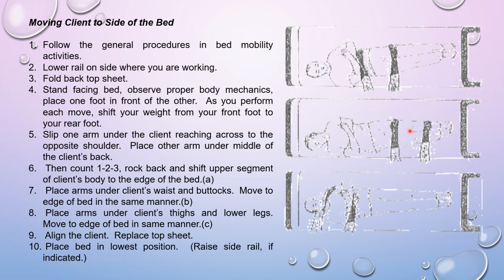Then count 1, 2, 3, and you have to rock back and shift upper segment of client's body to the edge of the bed. Place arms under the client's waist and buttocks, move to edge of bed in the same manner. Place arms under client's thighs and lower legs, move to edge of bed in same manner. Align the client with place top sheet. Place bed in its lowest possible position. Okay, ito po yun ha. So, tingnan niyo kasi bakit naka-block yung kamay kasi meaning nasa ilalim po siya ng patient.